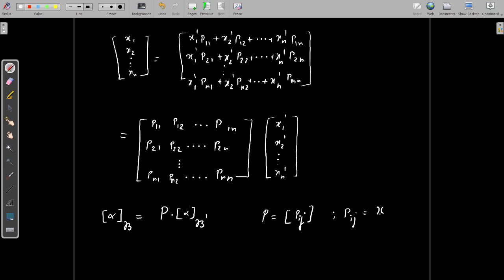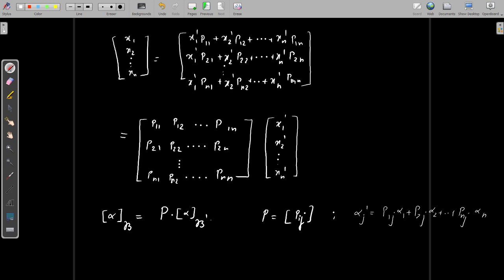Each Pij can be defined using the relation, which I write as: each alpha j prime can be written as p1j alpha 1 plus p2j alpha 2 plus etc. pnj alpha n. This is the relation connecting the pij and the alpha i's.